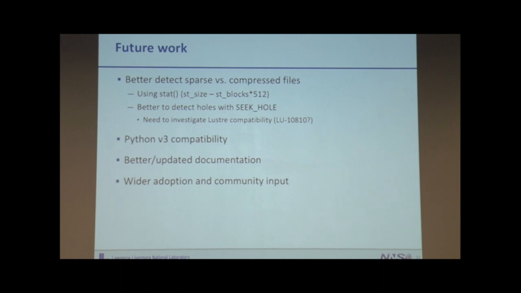Going forward, some things we want to work on, we want to, as I mentioned, better detect sparse files. May need to search for holes in the file, although I think there's limited Lustre compatibility with that. Something we need to look more into. We want to make sure that Fprof works with Python 3. I think RHEL 8 will only have Python 3, not Python 2. So we need to make sure that gets working. We need to update some of the documentation, man pages.